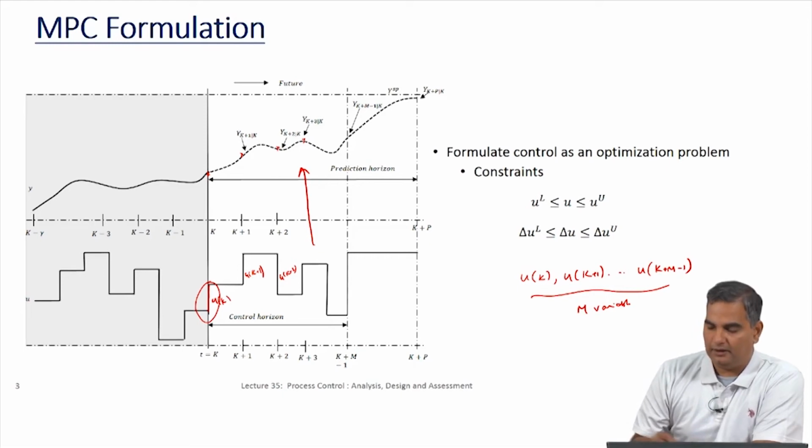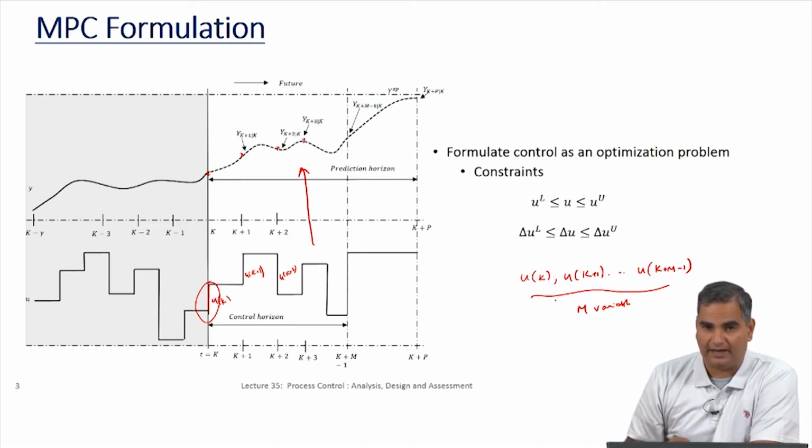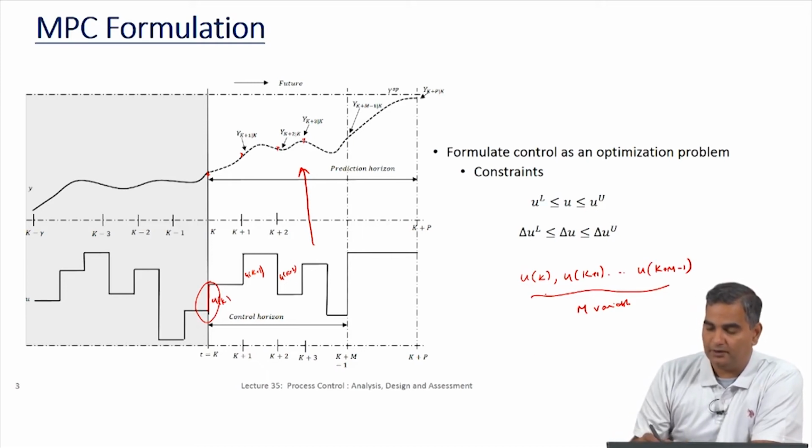Since each of these variables represents the same u at different times, this constraint should be obeyed by every one of these. Okay. Though I have u k plus 1, these are the same inputs, but at different times.